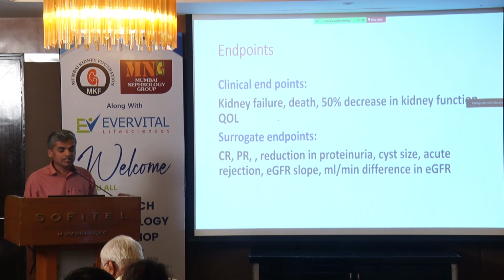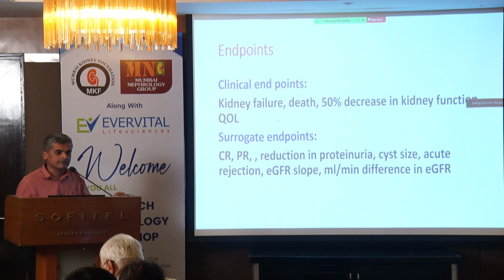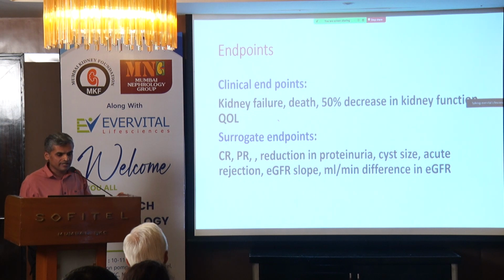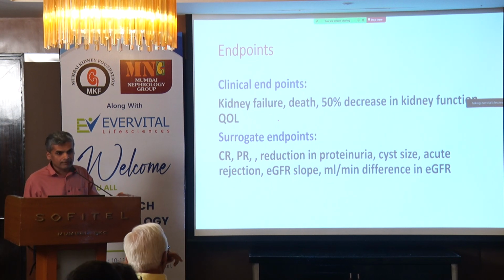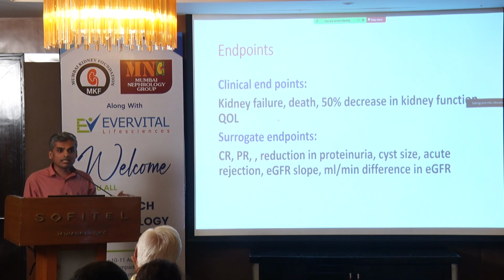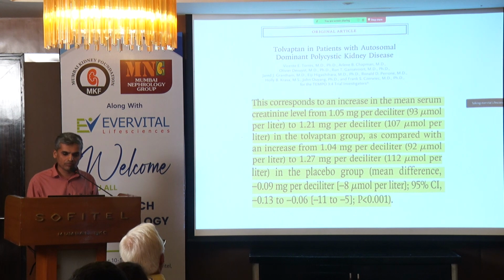Endpoint is very important. We need to see whether clinical endpoints are the endpoints of the trial or whether they are surrogate endpoints. We will put more confidence in trials which have evaluated clinical endpoints. Essentially that means whether they have looked at how patients feel, function and survive, and whether these are robust endpoints. So these trials will carry more weightage. Although we cannot have these endpoints every time, and sometimes you have CR, PR, a reduction in proteinuria, cyst size reduction in ADPKD, or acute rejection in transplant, eGFR slope, and so many criteria can be there as surrogate endpoints.